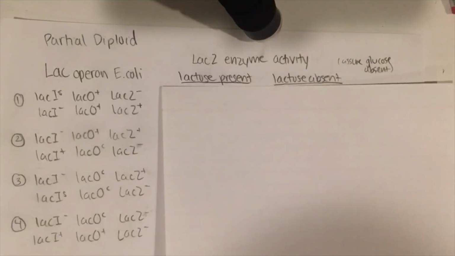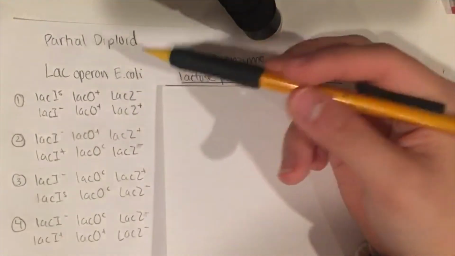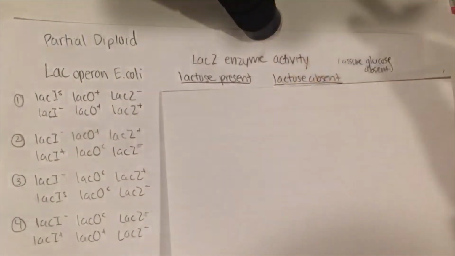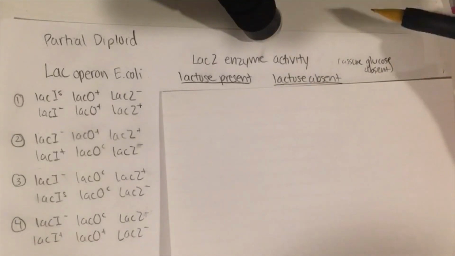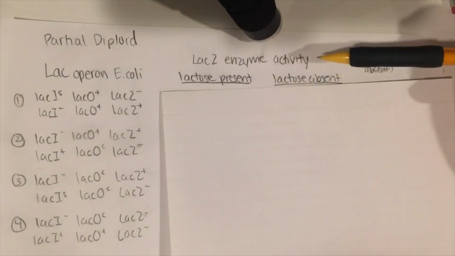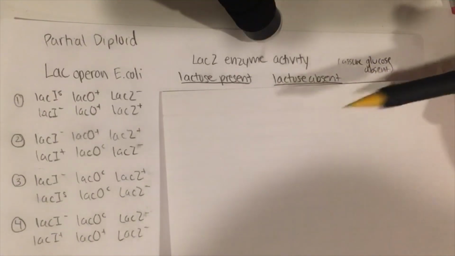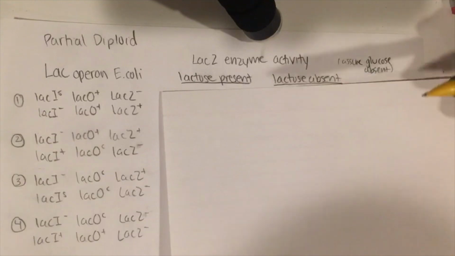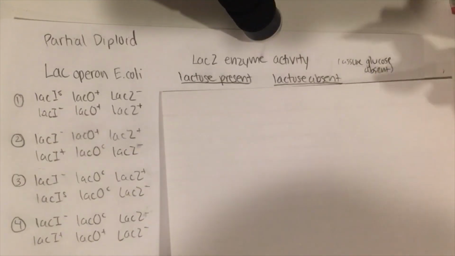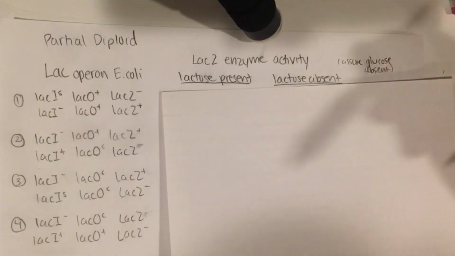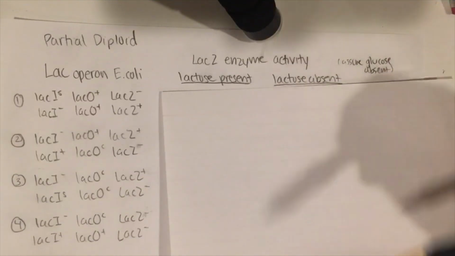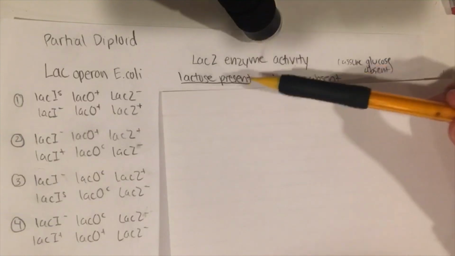All right, so we'll be doing some partial diploid practice problems. With partial diploids, we have 2 sets of genes. And here we're determining what the LAC-Z enzyme activity would be. We would say whether or not it's functional. If it's functional, it has a normal amount of enzyme. If it's non-functional, we get transcription, but the enzyme that is created is mutated. And if we get no transcription, the structural gene is not transcribed at all. And we'll determine this based on the presence and absence of lactose.